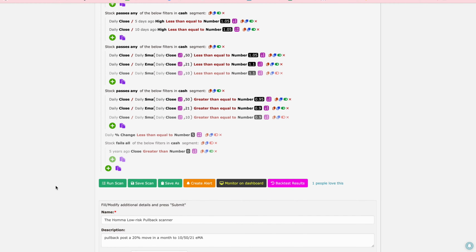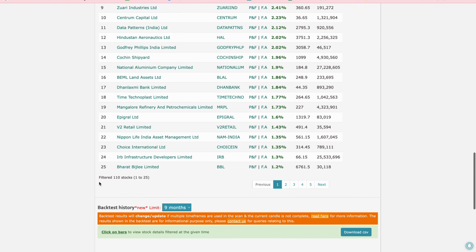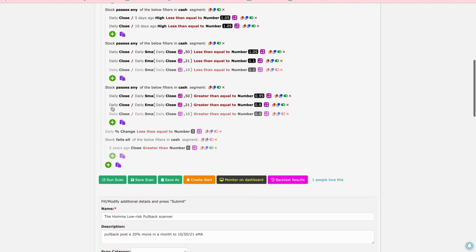So when I run this stock scan, I'll see that the number is again gone back to 110. And again, here's a very cool catch. The third one is saying that daily close by again 10. If something is hovering near the 10 SMA, then I want that as well.